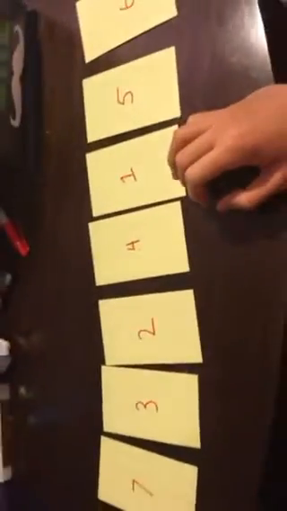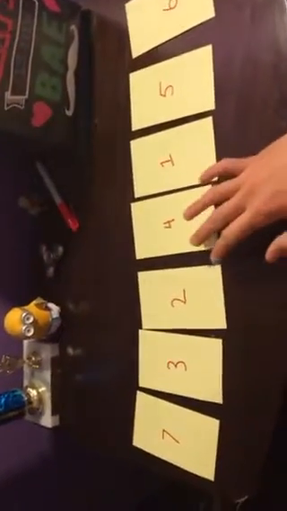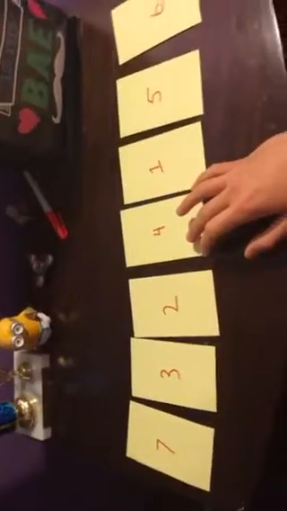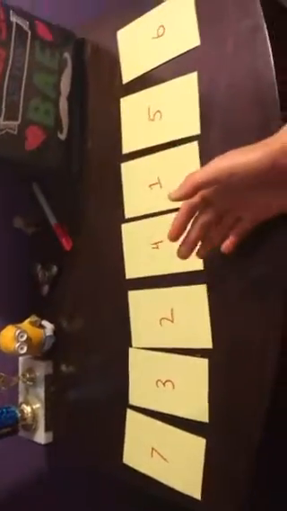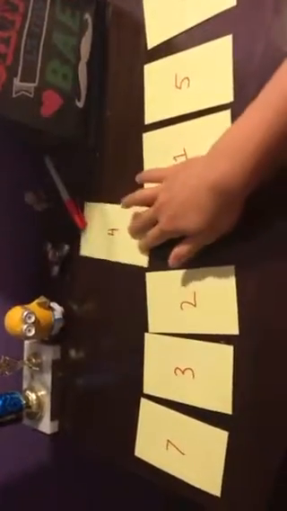Okay, so first what you want to do is choose, usually the middle one as your pivot. Since 4 is in the middle, and I have 7 elements, I'm going to choose 4 as my pivot.